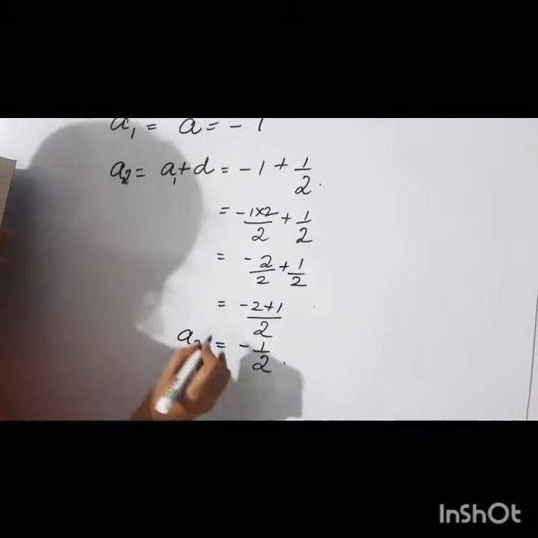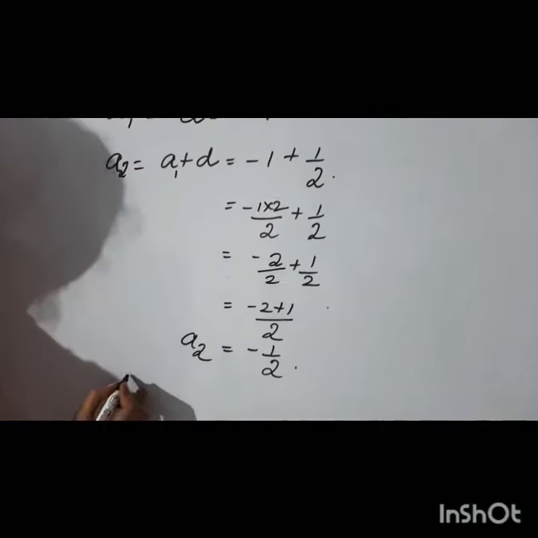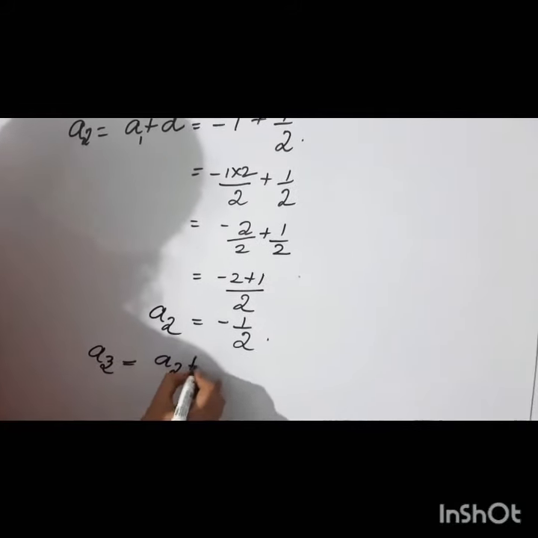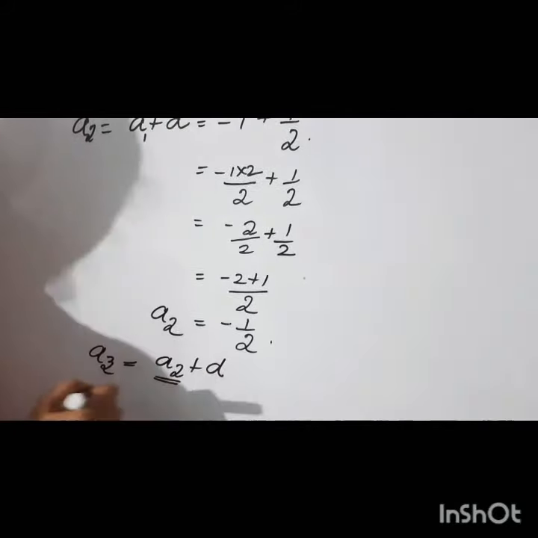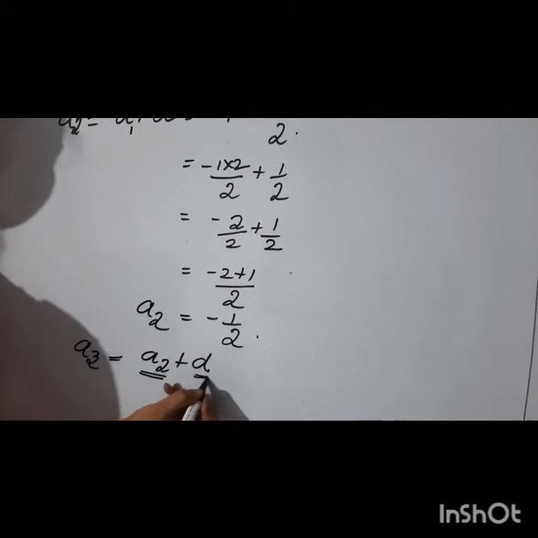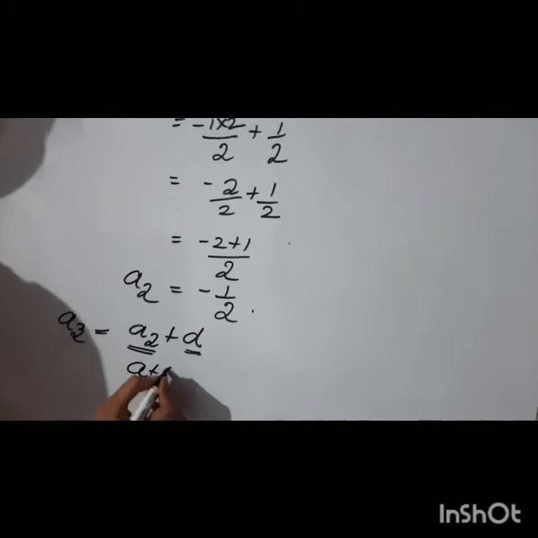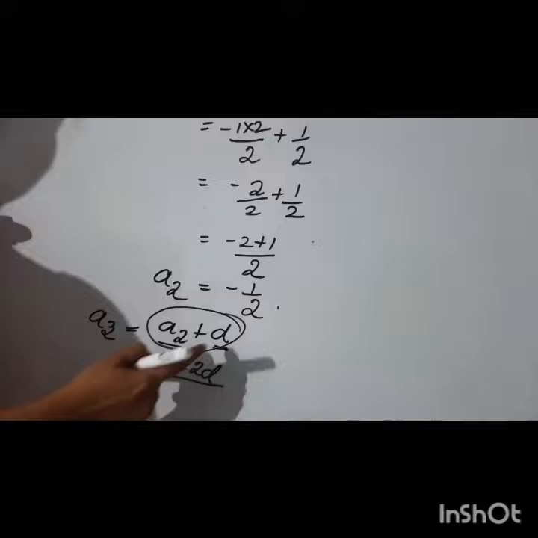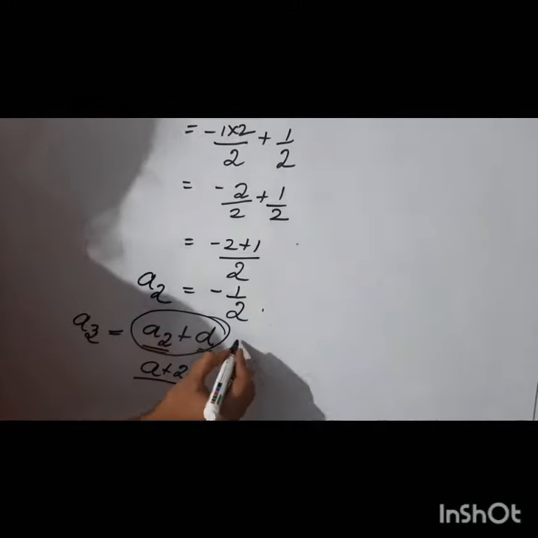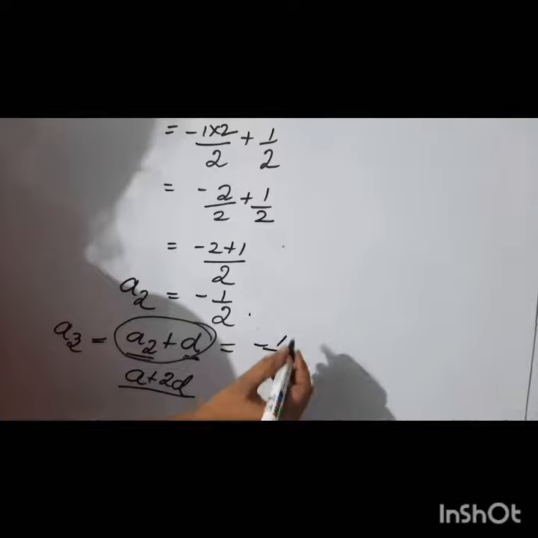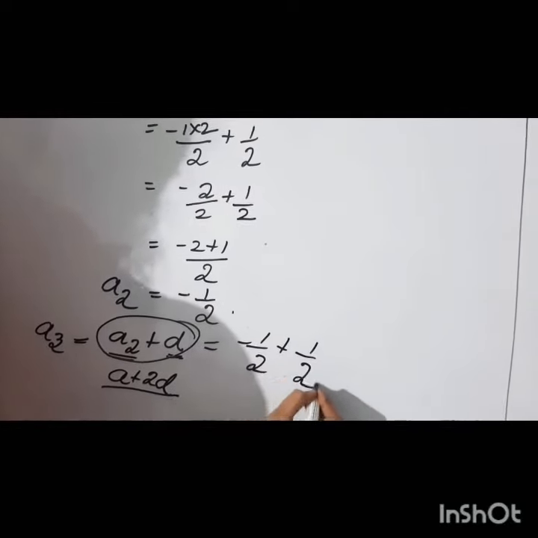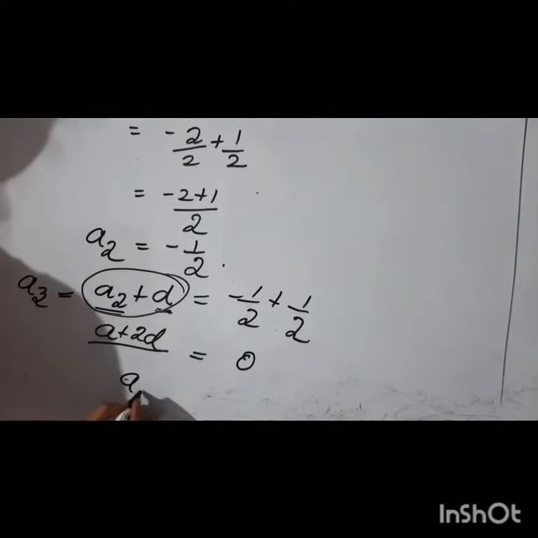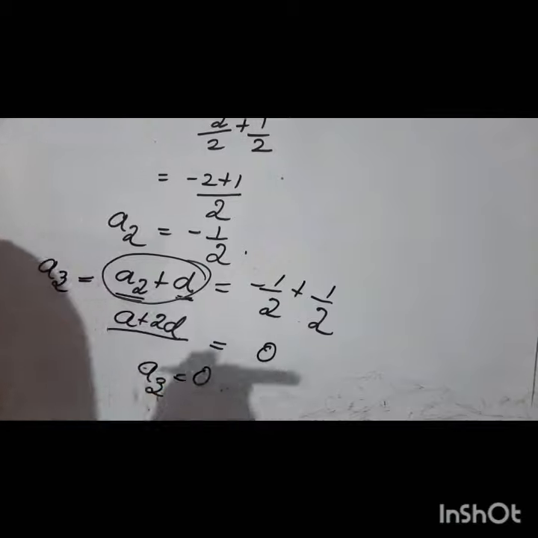What is your second term? -1 by 2. How we will get the third term? The third term can be got by adding the common difference to your second term. Either you can add the common difference to your second term, or you can go for A plus 2D. I suggest you people to go for this method. Add the common difference to your second term. So what is your second term? -1 by 2. What is your common difference? 1 by 2. If you add -1 by 2 plus 1 by 2, what will you get? 0. So what is your third term? Your third term is 0.